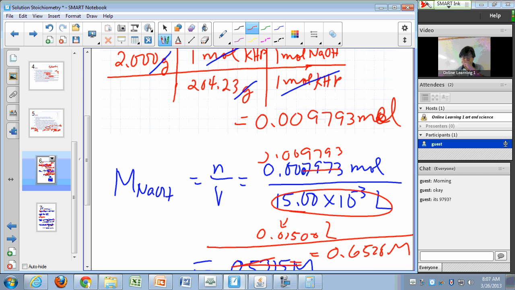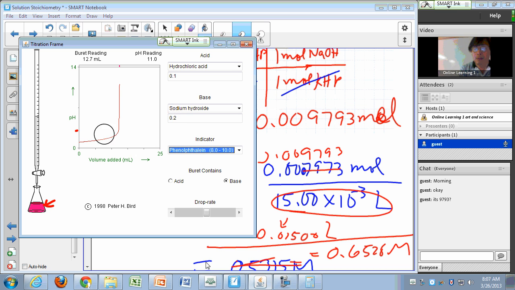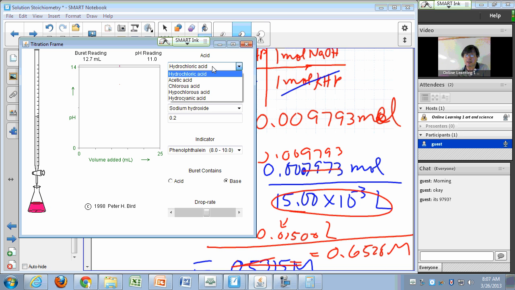Okay, let's try one from the simulation and let's see what we get there. Let's do a simulation here. If you click on the chart here, it's going to clear your data. And let's try some other acid. Let's say cyanic acid and sodium hydroxide. Acetic acid, let's do acetic acid and sodium hydroxide. And I'm going to set to 0 my burette. I'm going to fill it near the 0 mark.